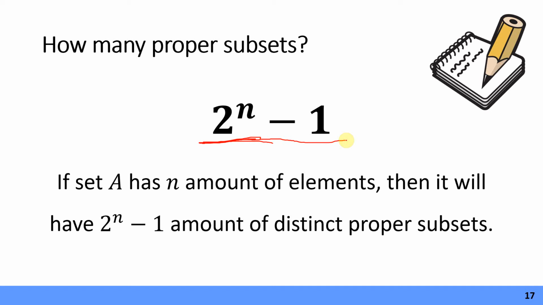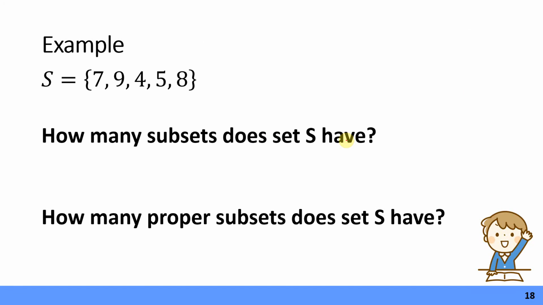So again, subsets: 2 to the n. How many are proper subsets? You just subtract 1 from that. Okay, so with that being said, let's try a few more. Here we go. So this one, I'm asking you 2 questions. How many subsets and how many proper subsets? So hopefully you could give it a try. I'm going to give you 5 seconds to try it out. And that was 5 seconds.